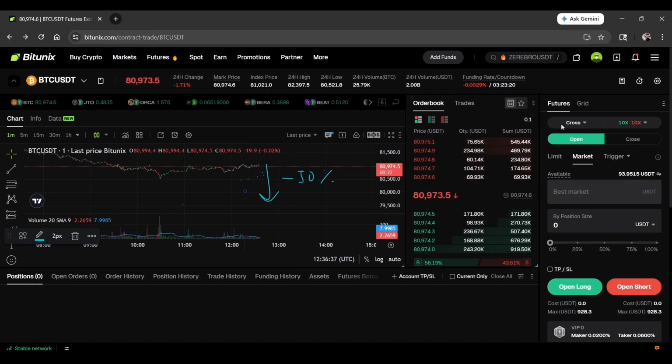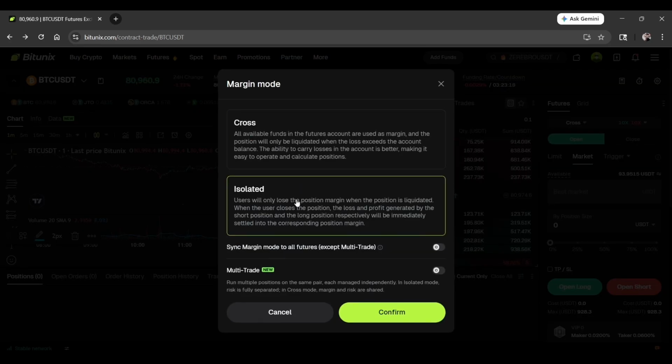So when does it make sense to use cross and when does it make sense to use isolated? Here's how I think about it. For me, it only makes sense to use isolated if I have my entire trading account on the exchange, because if I get liquidated, I don't want to lose literally my entire trading account, right? So I will need to use isolated to protect myself against that situation.